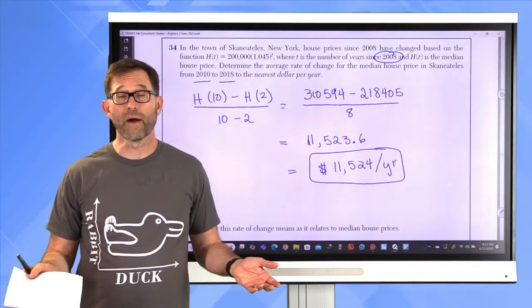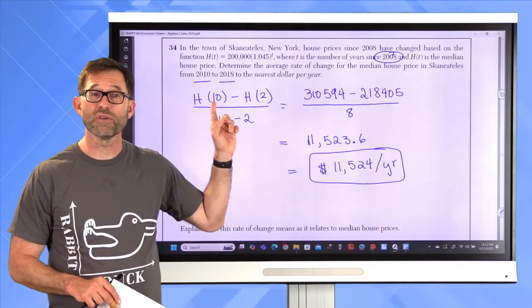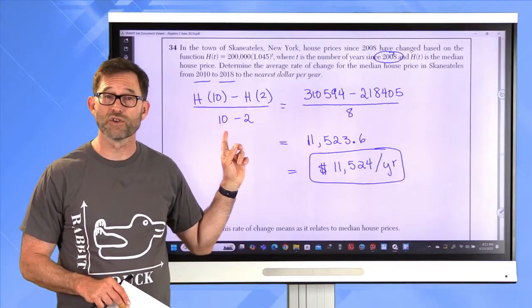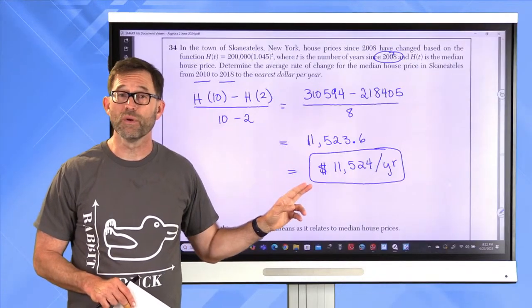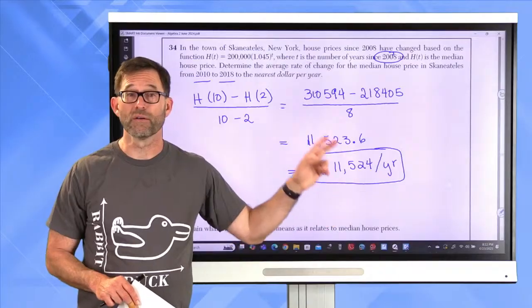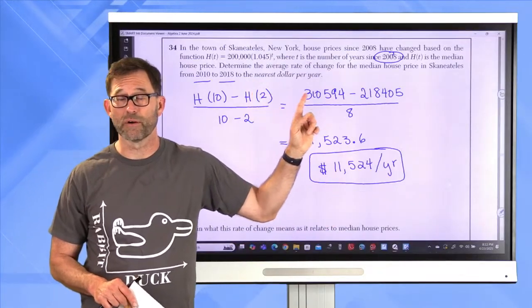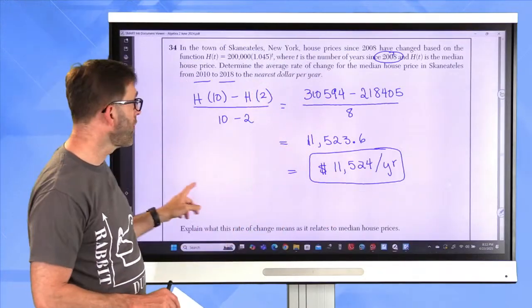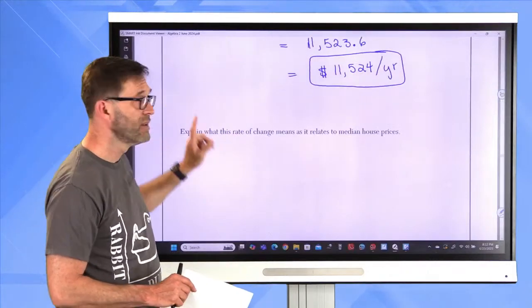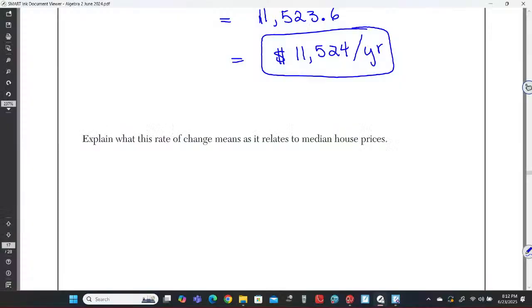It's just a slope calculation, right? It's the change in the function over the change in time. And therefore it has units of dollars per year. Now they tell us the nearest dollar per year. Now, this is a 4-point problem. That's 2 out of the 4 points. The other 2 is here.